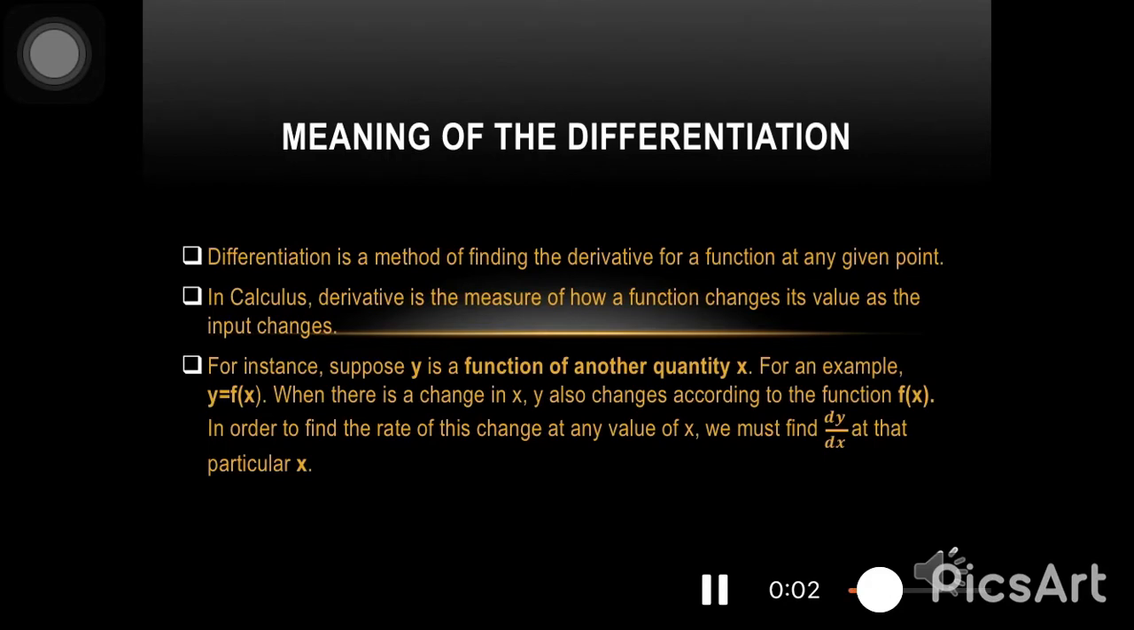Meaning of differentiation. Differentiation is a method of finding the derivative for a function at any given point. In calculus, the derivative is the measure of how a function changes its value as the input changes. For instance, suppose y is a function of another quantity x, for example y equals f(x). When there is a change in x, y also changes according to the function f(x). In order to find the rate of this change at any value of x, we must find dy per dx at that particular x.